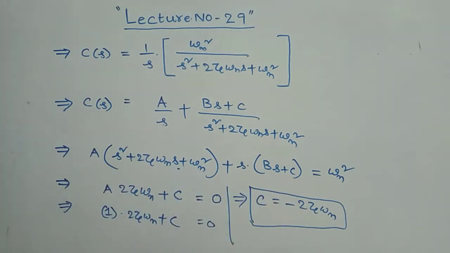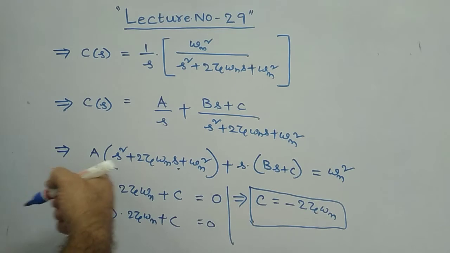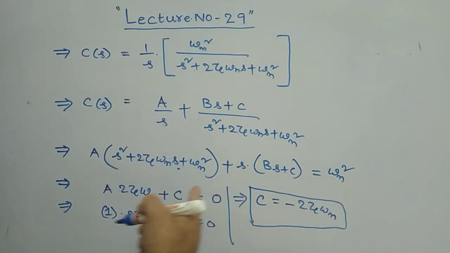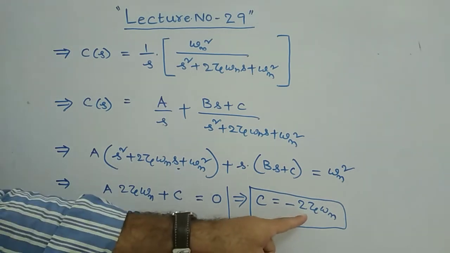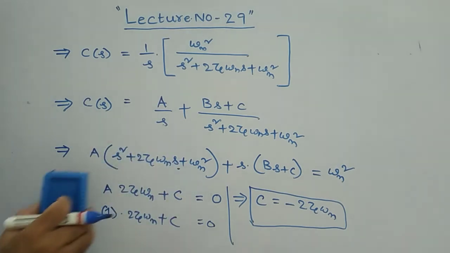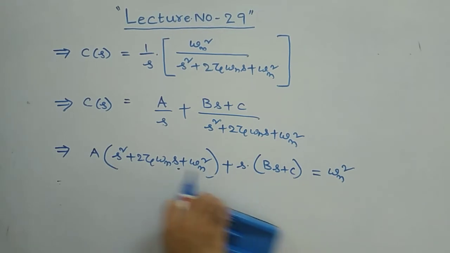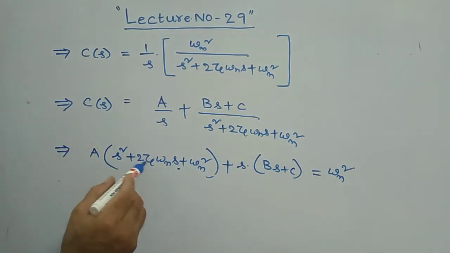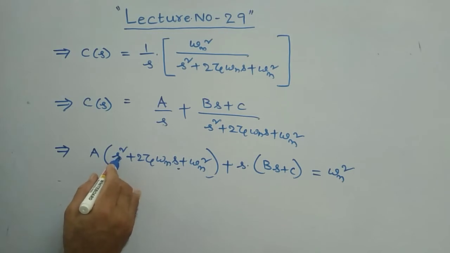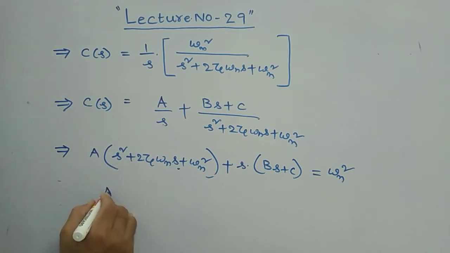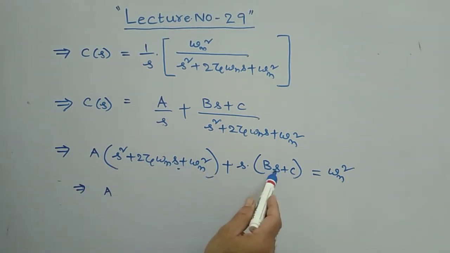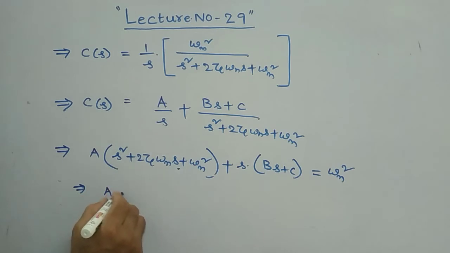Similarly, equate the s square terms on both sides, where this entire part is the left side and this is the right side. So this is your C basically. Now, if you equate the s square terms on both sides, you will get the value of B. So the s square term here is A, and here s into Bs gives s square with B, so it is A plus B.